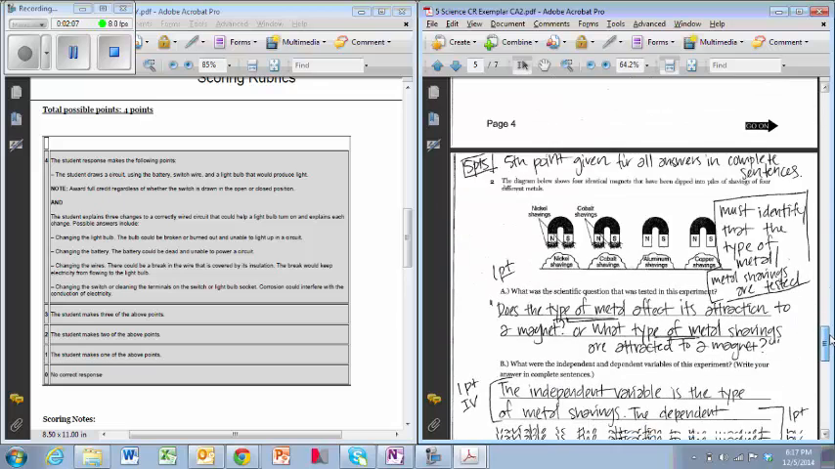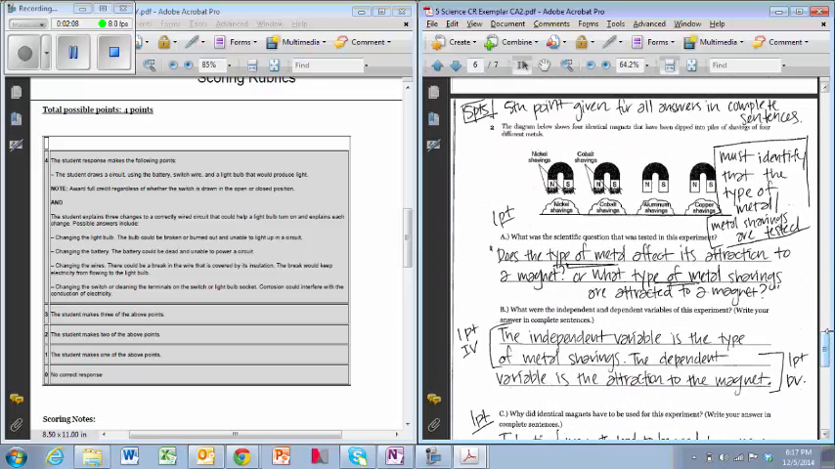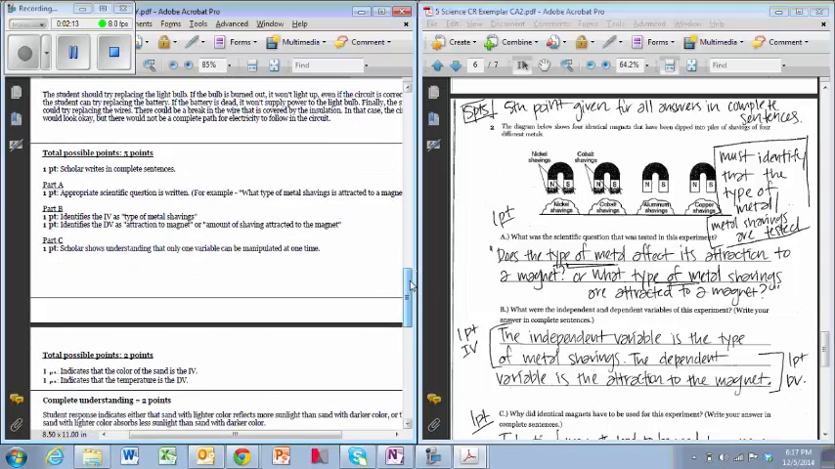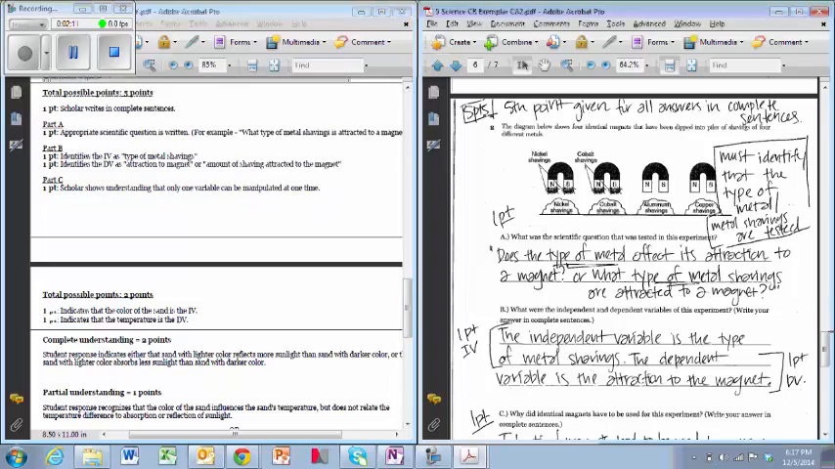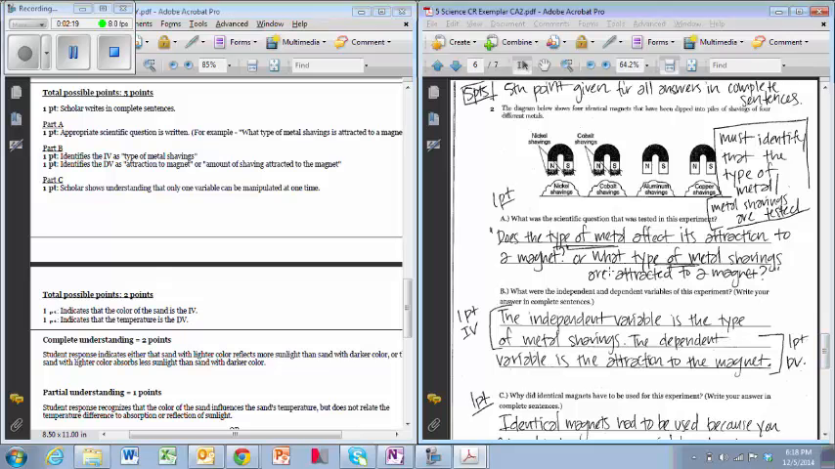If you come down to number 2 now, number 2 is all about metal shavings and these magnets. So this is worth a total of 5 points. The first part is worth 1 point, and it is asking scholars to just identify the scientific question that they're testing here. So it should be something along the lines of, does the type of metal affect its attraction to a magnet, or what type of metal shavings are attracted to a magnet?